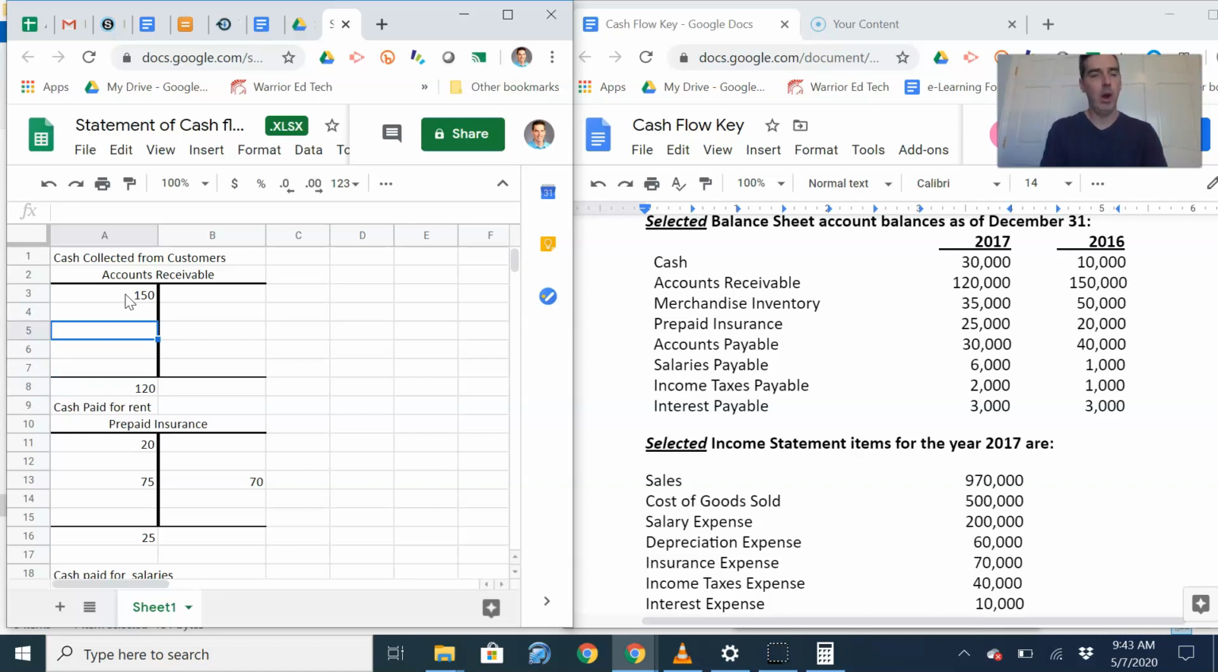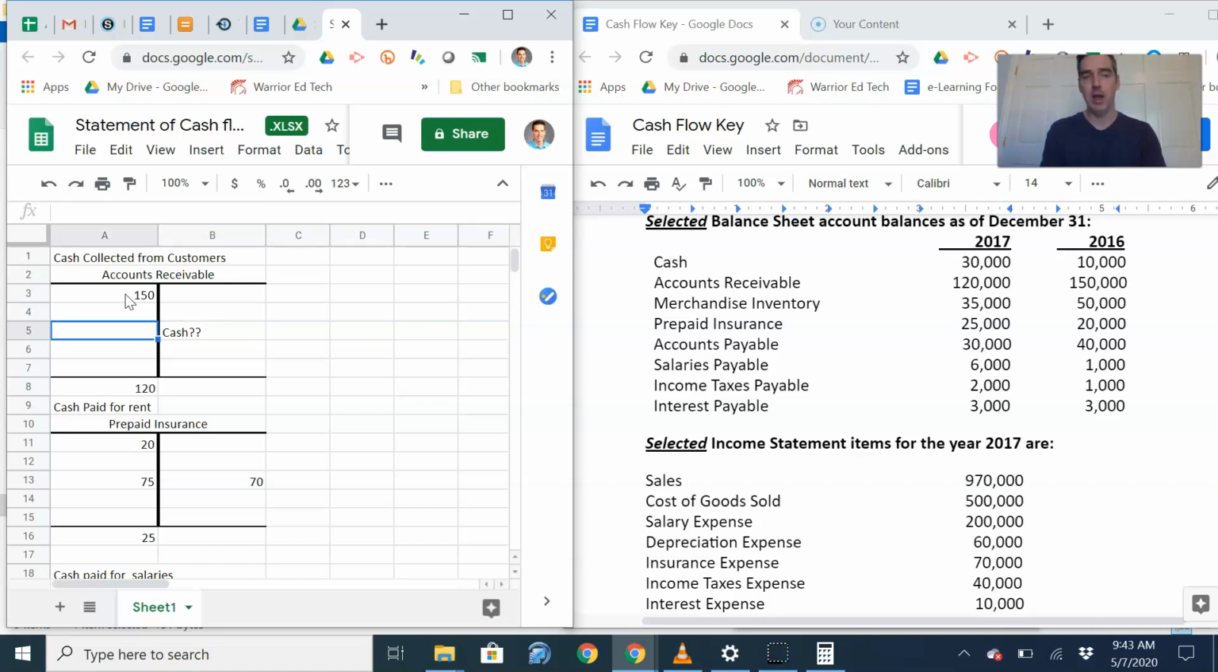So what represents cash collected from customers? It represents this. That's what we're solving for, that missing credit. Remember, the journal entry is debit cash, credit accounts receivable. So when we credit accounts receivable, that means we are collecting cash from customers.